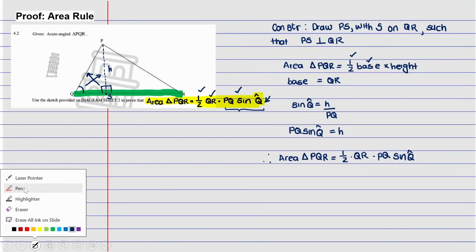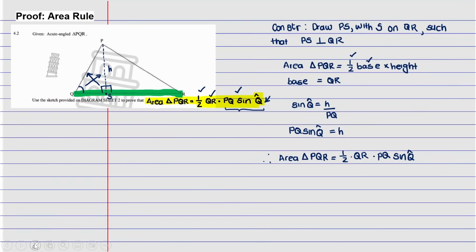For you to find the area of the triangle, you need the following information. You need to have two sides like this, and the included angle. Do you see the fact that that's what we proved? There are two sides, which is QR and another side, which is PQ, and the included angle, which is this one. So this will find the area.